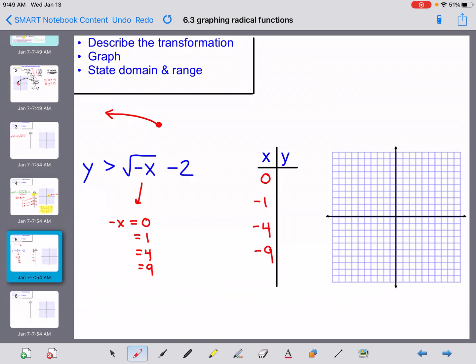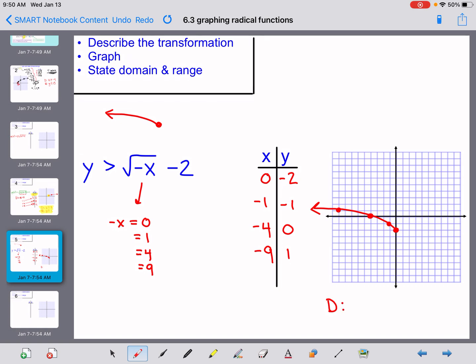Pause the video if you haven't done so already and go figure out your y column. And then graph. As you're graphing, you should see the transformation that you stated. It was a vertical shift down 2 and reflection over the y-axis. So you should see that. It's a good check to make sure you're doing it right.